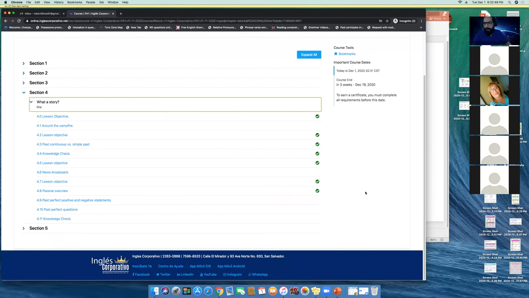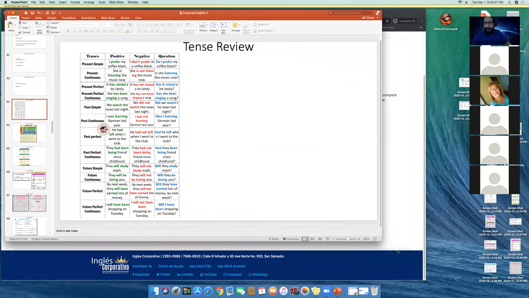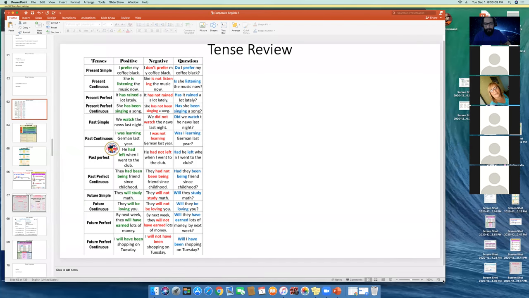A ver, entonces, acuérdense que todo lo que ustedes ven acá, nosotros lo repasamos en clase. So, right now, what we're going to do is we're going to go over passive overview. This one that says passive overview, this is the one that we're going to look at. So let me go back here. And let me give you guys a refresher.